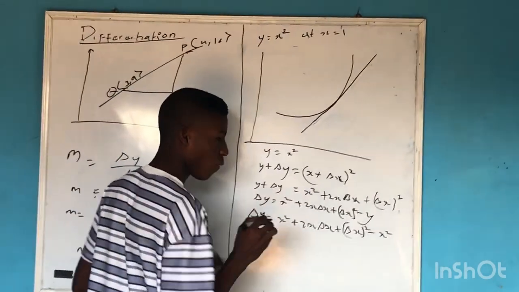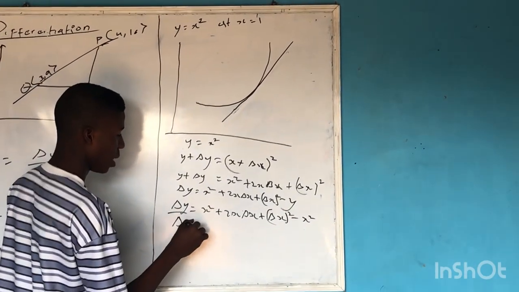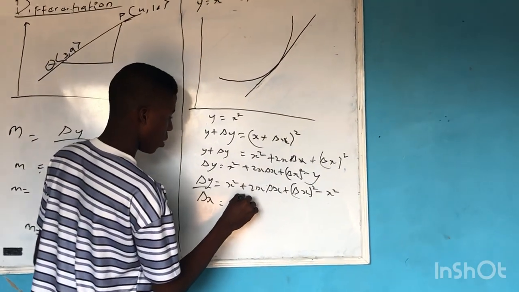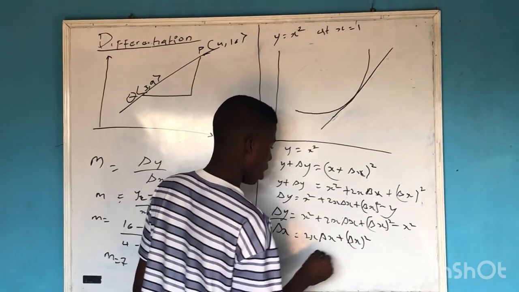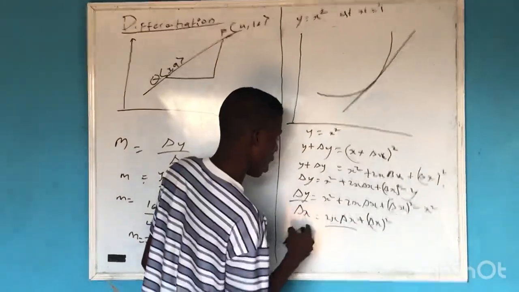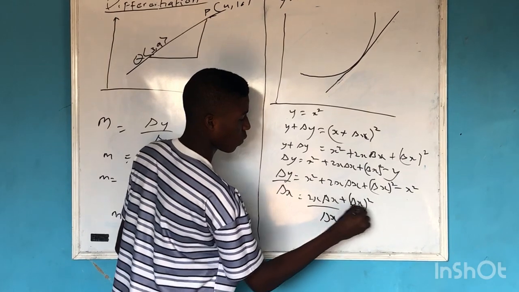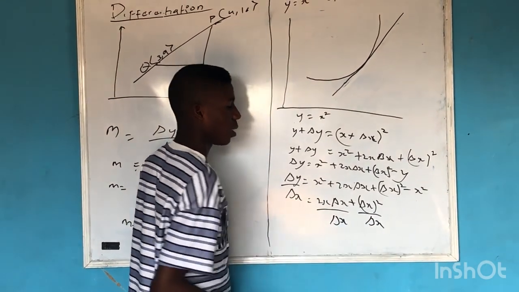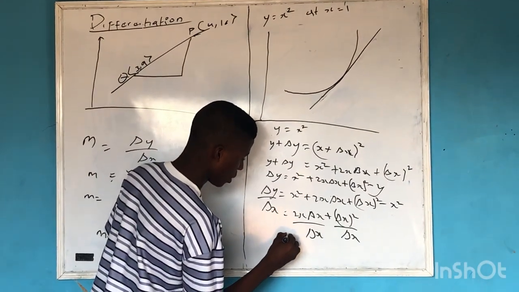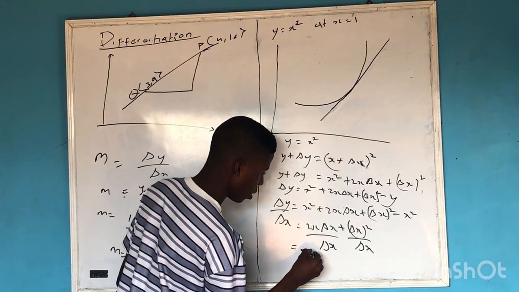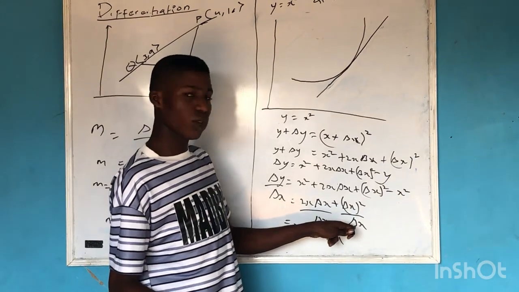Then I divide this increment in y by increment in x, and I will have 2x increment in x plus increment in x all squared, over increment in x. Then this now will be 2x plus increment in x. Remember that this one is x squared and this one is increment in x.